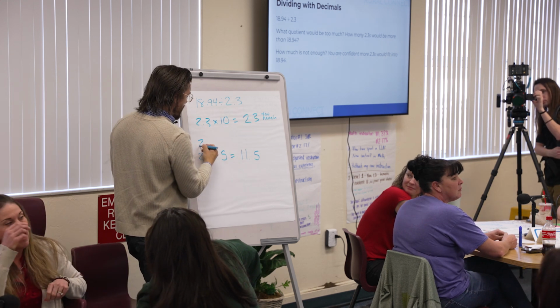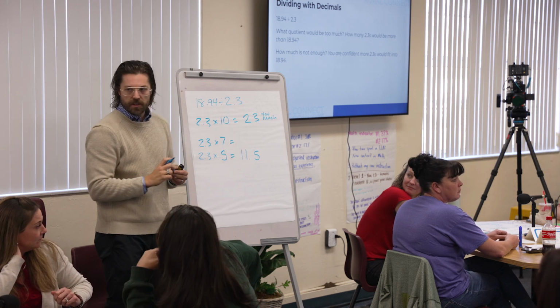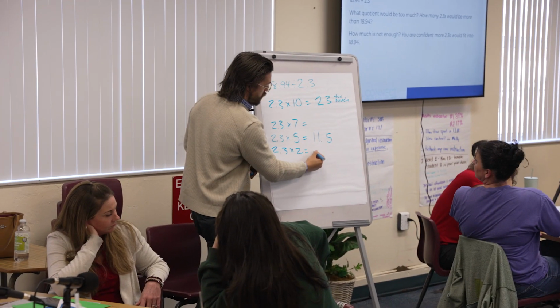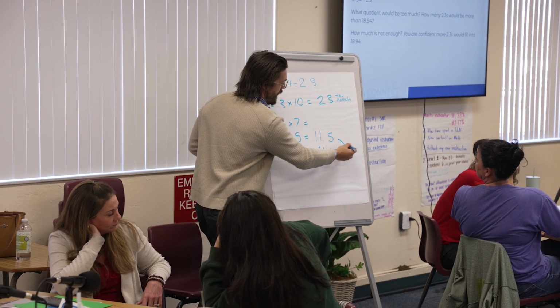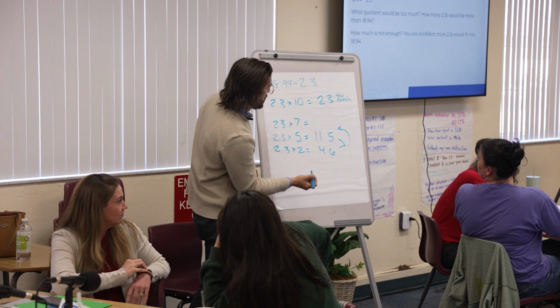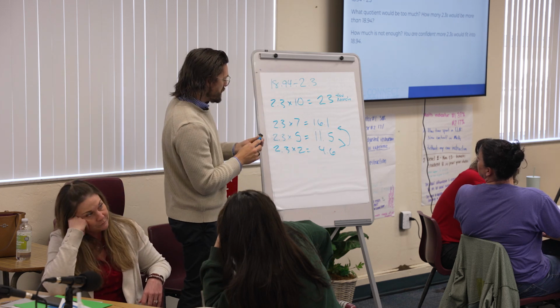I also heard 7. Kevin, how did you think about 7? Because I did 2.3 plus 2.3, which is 4.6, and I added that to my 11 and a half. Oh, so you figured out 11 and a half first. Yeah. And then you just added 2.3 times 2, which you knew was 4.6, so you added those 2 together to get, what is that, 16.1? Yeah. All right.